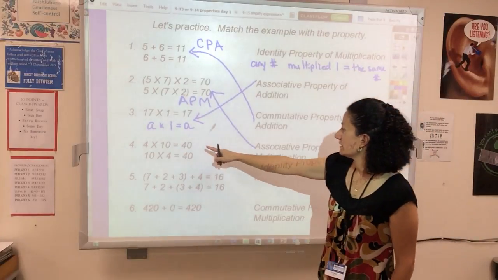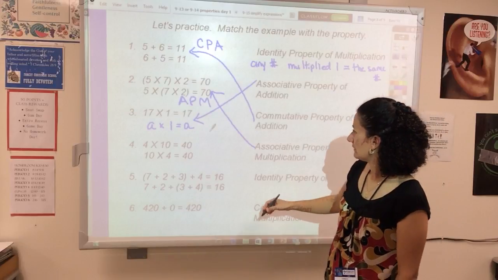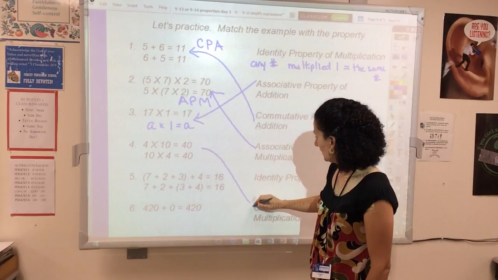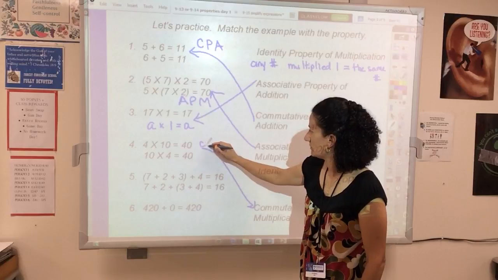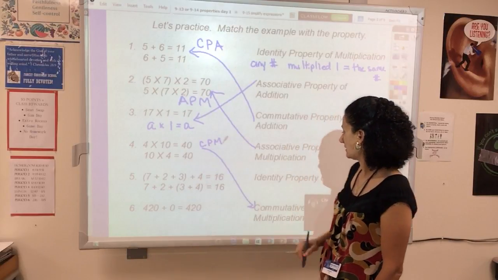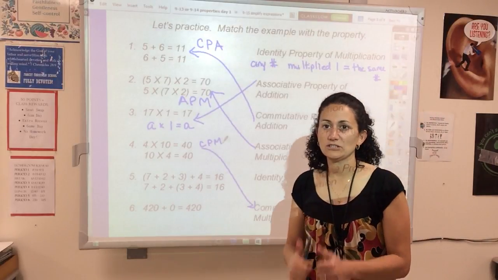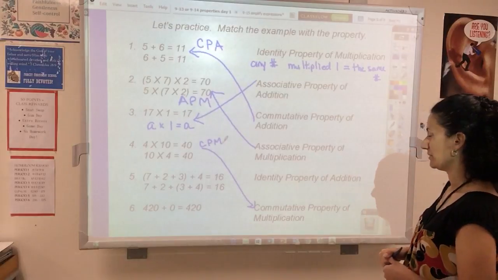Right, this one, 4 times 10 equals 40, 10 times 4 equals 40. Hopefully you realize that was the commutative property. We can call that the commutative property of multiplication. That's not addition, multiplication. All right, 2 more. We're almost finished. Hang in there. It's a lot of vocabulary here.